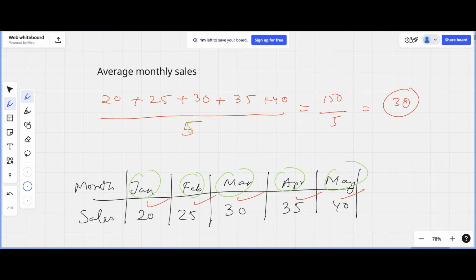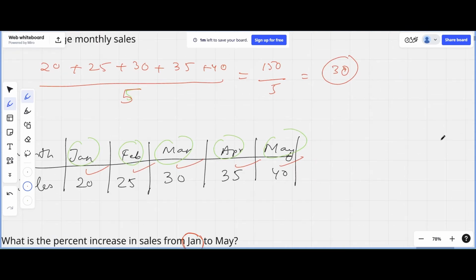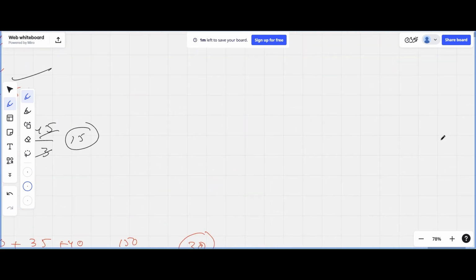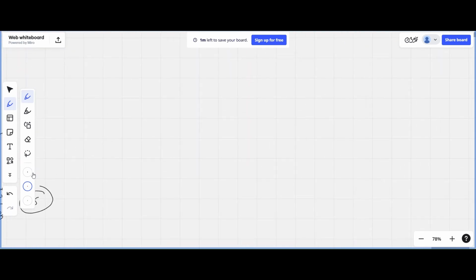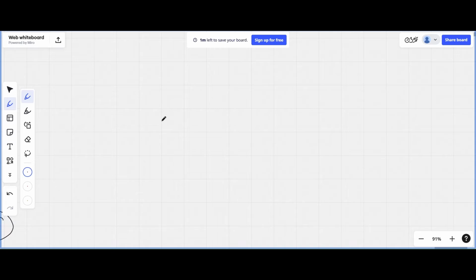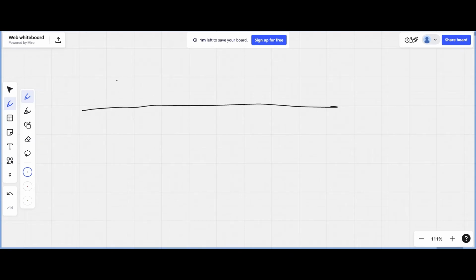Then next questions. Let's do a bar graph based question. I'll explain all the different types of questions, and the difficulty level will increase little by little. Next question will be cars. The graph will behave like this.